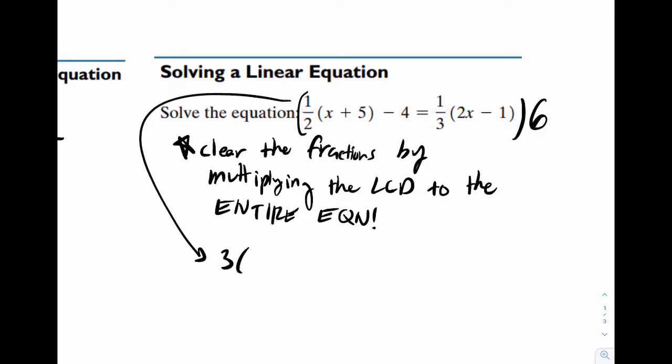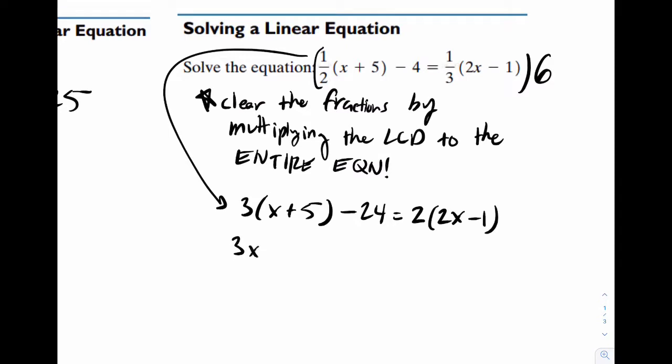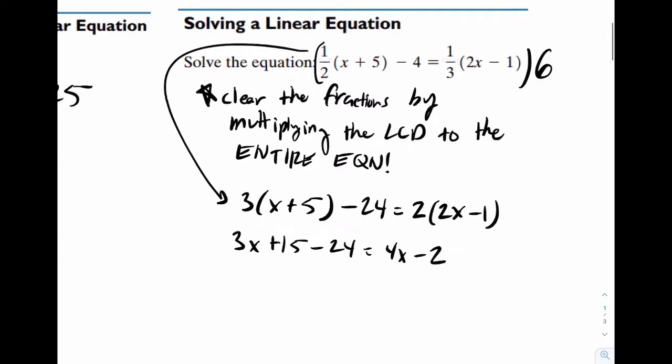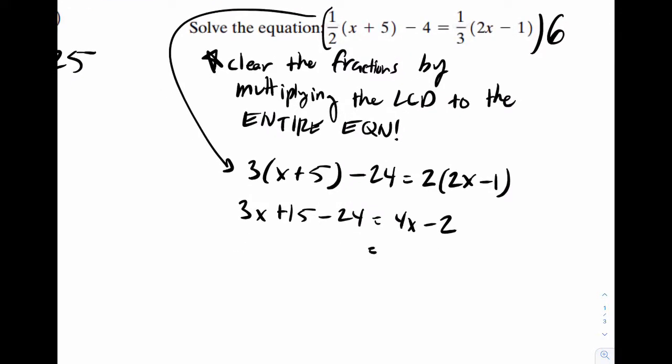Half of 6 would be 3, and I'm going to leave the x plus 5 as a quantity. You could multiply it in if you're really comfortable. Then minus 4 times 6, that'd be 24. 1/3 of 6 is 2, and I'll leave the 2x minus 1 as a quantity. Now I multiply it. That's 3x plus 15 minus 24. That's 4x minus 2. Now we rebalance it. Subtract 3x, that's 1x. That's negative 9 plus 2, which is negative 7. And there we have it. X is equal to negative 7. So not too bad, right? Just solving with fractions, multiply by 6, and then regular linear equation.